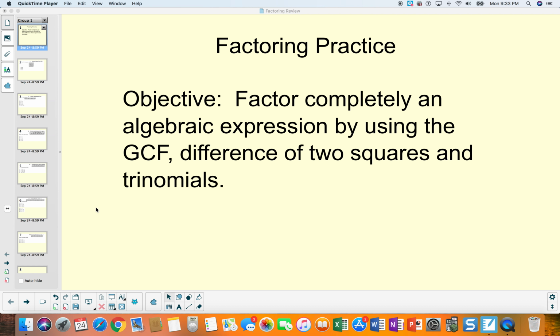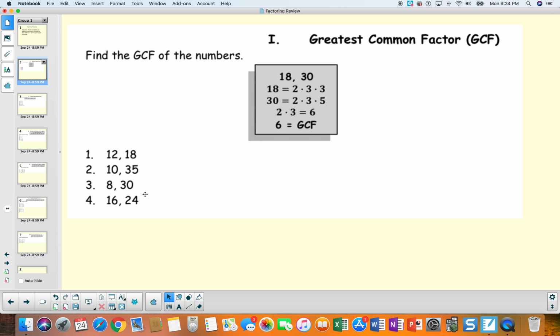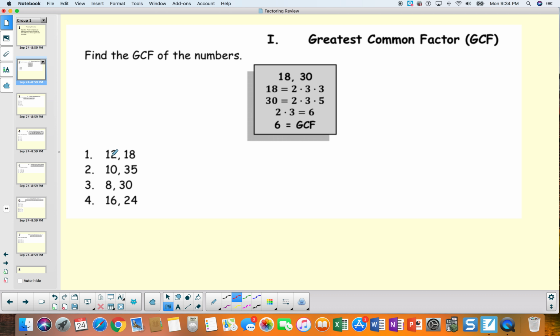Factoring practice. Objective: factor completely an algebraic expression by using the GCF, difference of two squares, and trinomials. Let's first find the greatest common factor, and that's the biggest factor that both of the numbers have. And in this case, the biggest factor that both of these have is the number 6.